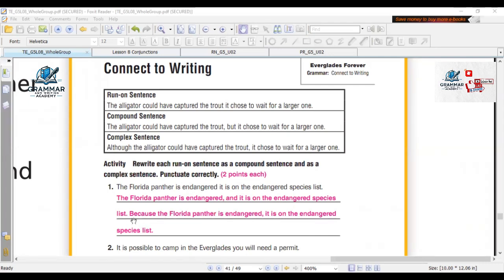Okay. Then we're going to use because, a subordinating conjunction, to form a complex sentence. Read, Omar, from because to list. Because the Florida panther is endangered, it is on the endangered species list. Exactly. You get the point, my dear boys? So one time you will use a coordinating conjunction, then you're going to use a subordinating conjunction.